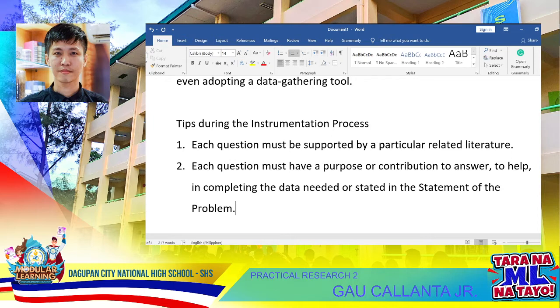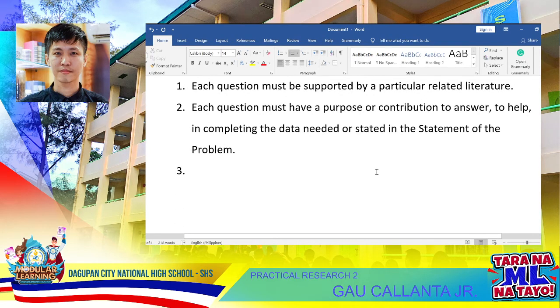So, in summary, you do not just write a question in your questionnaire, okay? Now, tip number 3. After writing your questionnaires, the questionnaire has to be validated.